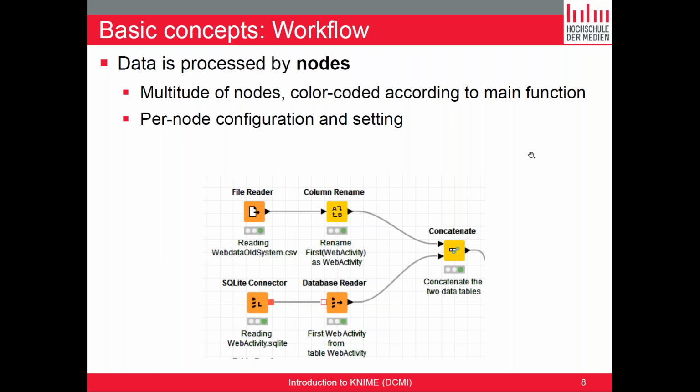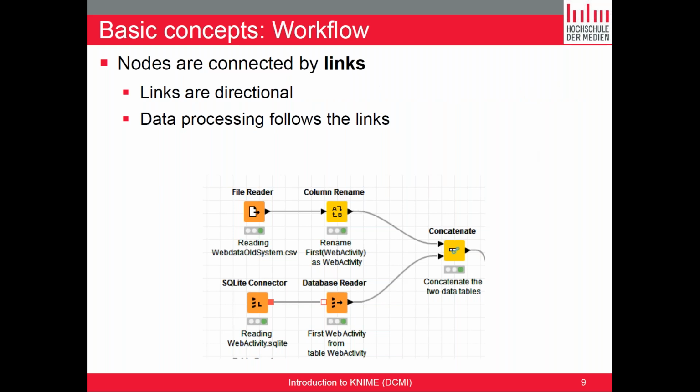In this example here are 2 different ways to read data: from a file and from a database. And you see yellow nodes doing something with the data. Each and every node can be set up interactively and configured, and they are connected by so-called links. These are the arrows between the colorful node dots, or squares to be more precise, and they have a direction. They have a start and an end, and the data processing follows these links.